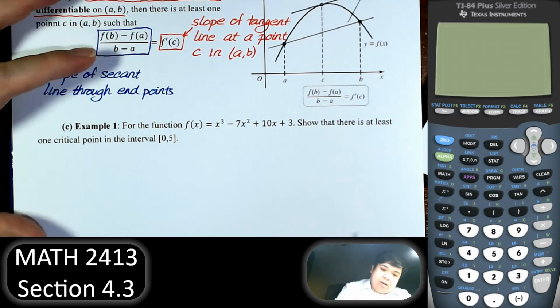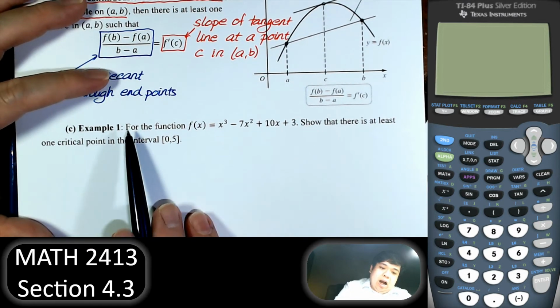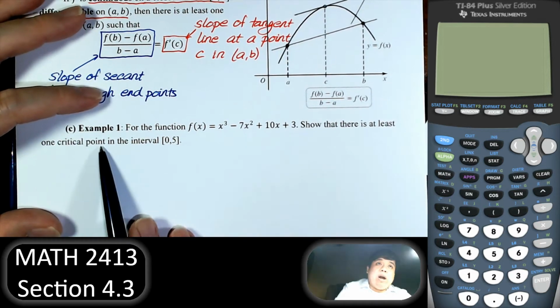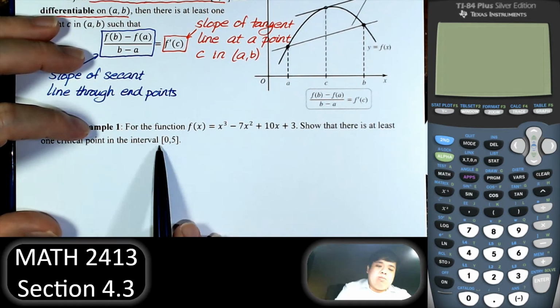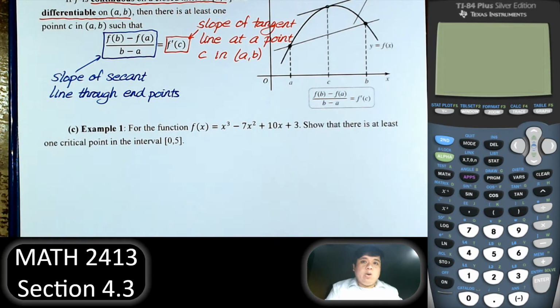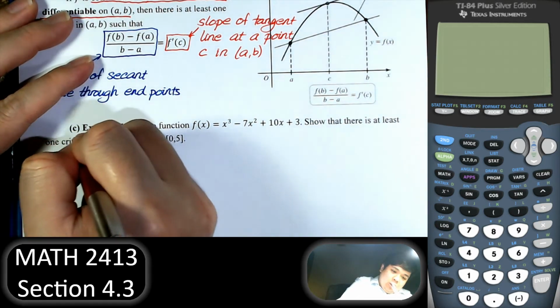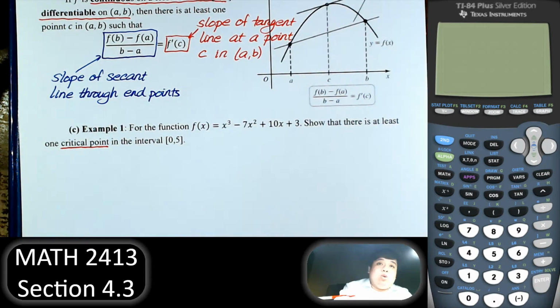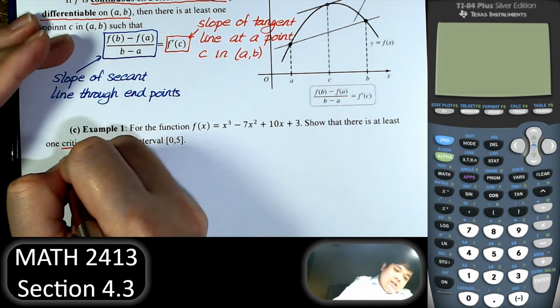Right. Now, first, for the function, show that there is at least one critical point in the interval of 0 and 5. So what is a critical point? A critical point is where the derivative equals 0 or does not exist, right?